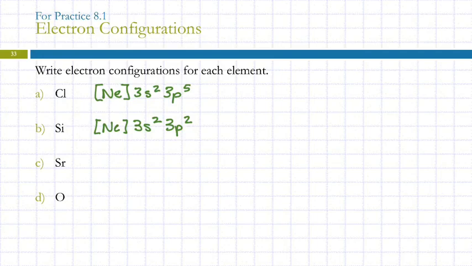How about strontium? What noble gas is right before strontium? Krypton? So krypton is at the end of period 4. Strontium is in period 5. So after krypton, we're going over to the 5s2. There's rubidium and strontium. 5s2.